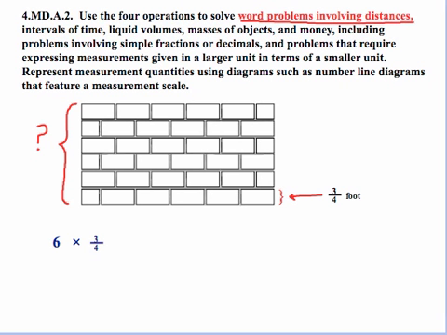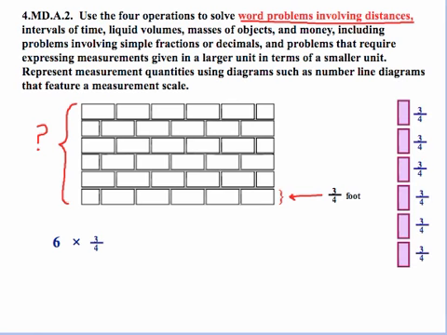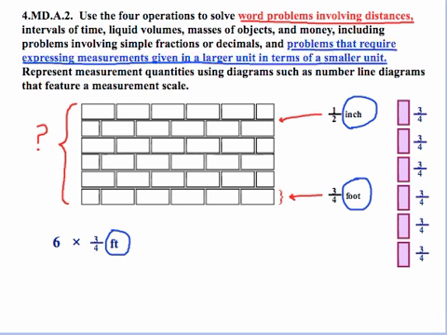Now we need to concentrate on the height of the blocks, which is 3/4 of a foot. Okay, here we have a physical model of 3/4, and we have 6 of them, but that's going to be pretty difficult to do. Notice that we have a little bit of a problem here because we have 2 different units of measure. We have inches and we have feet. Now notice that in the standard it does talk about problems that require expressing measurements given in a larger unit in terms of a smaller unit.